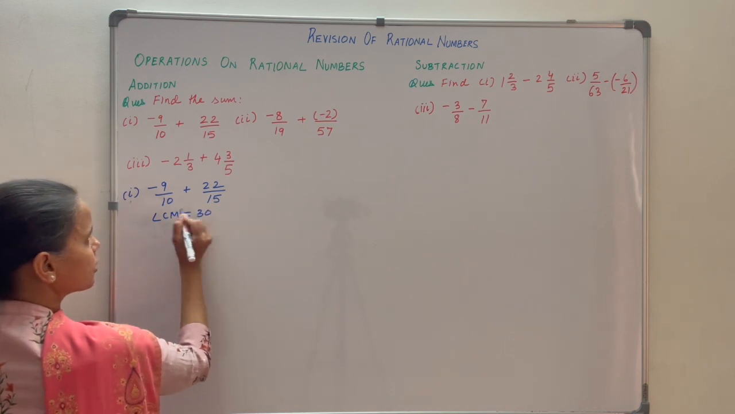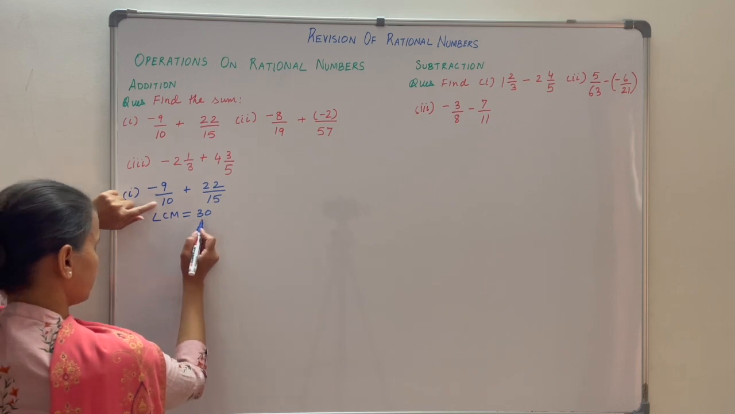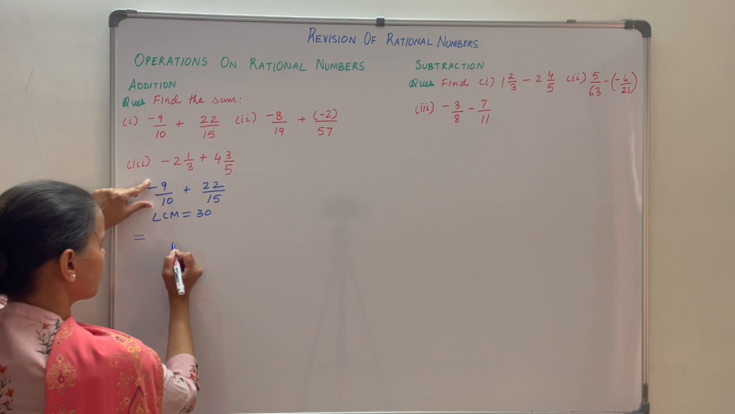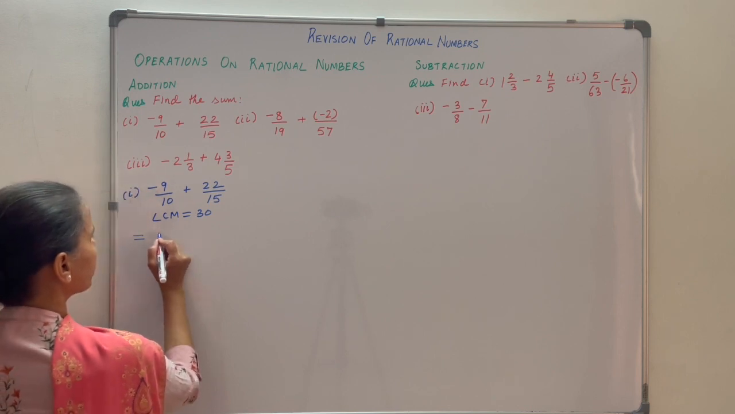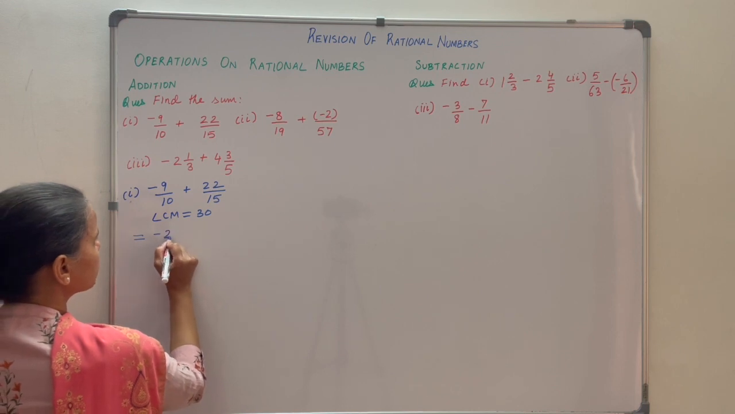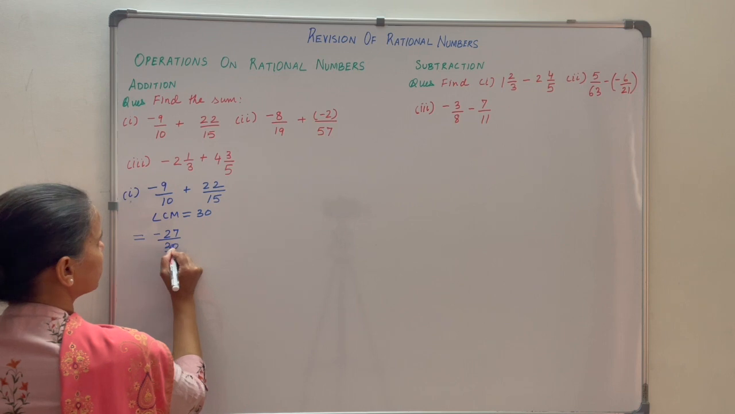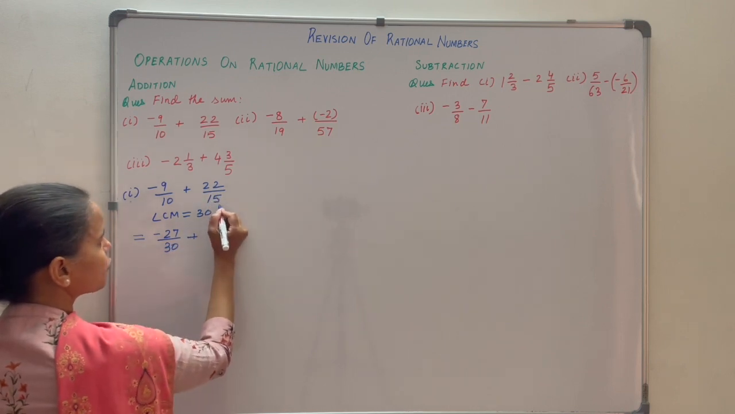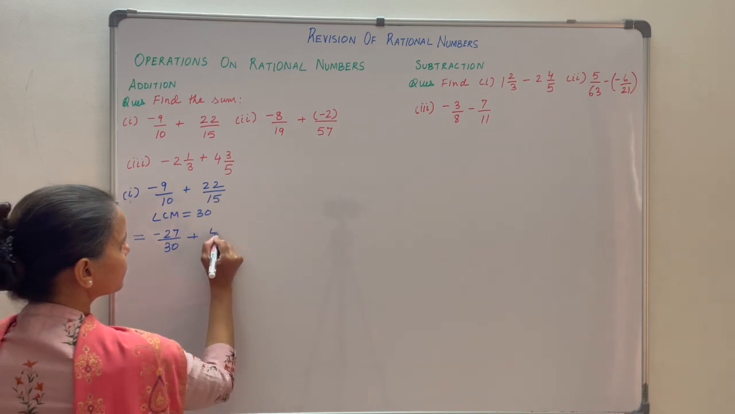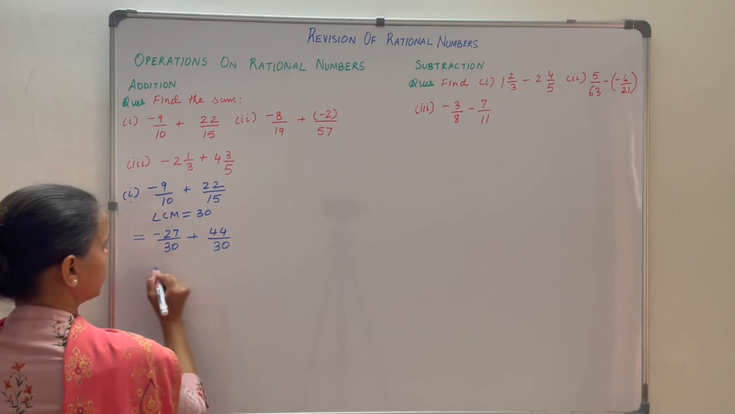So we are going to make the denominator 30. So here if you multiply 10 by 3, you get 30. So you have to multiply numerator also by 3. So we will write down the equivalent rational number for this number by multiplying both numerator and denominator by 3. So 9 into 3 is 27 and 10 into 3 is 30. And here you have to multiply both numerator and denominator by 2. So 22 into 2 is 44. 15 into 2 is 30.